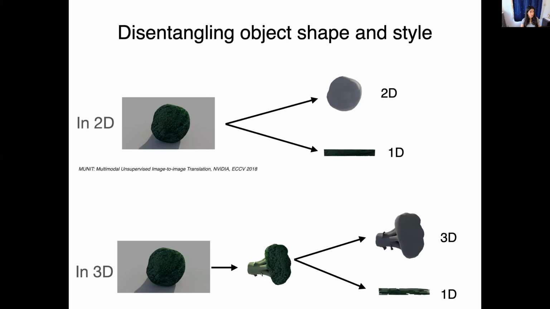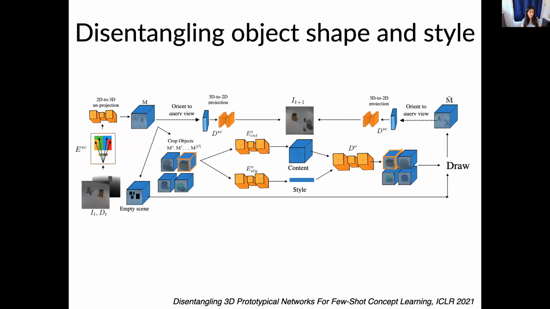And such disentanglement happens a lot in 2D images. Here is a famous paper, Multimodal Unsupervised Image-to-Image Translation, where a particular 2D image is mapped to a 2D content and 1D style code. Here in 3D, we're going to have a 3-dimensional content code and a 1-dimensional style code. So you can find the details in our ICLR 21 paper, Disentangling 3D Prototypical Networks for Few-Shot Concept Learning.